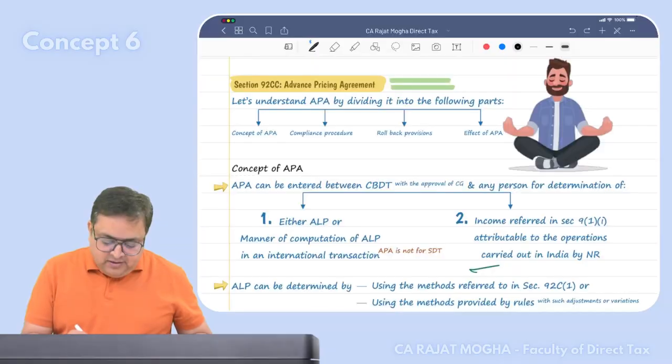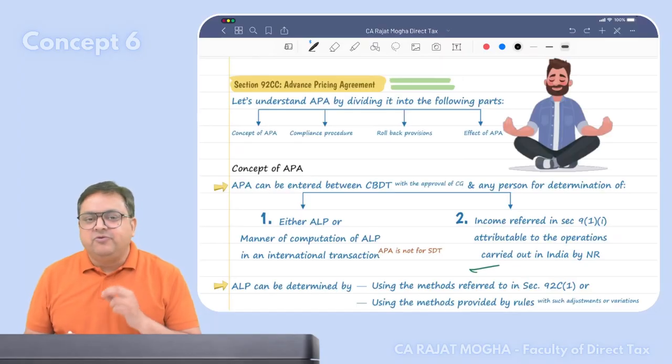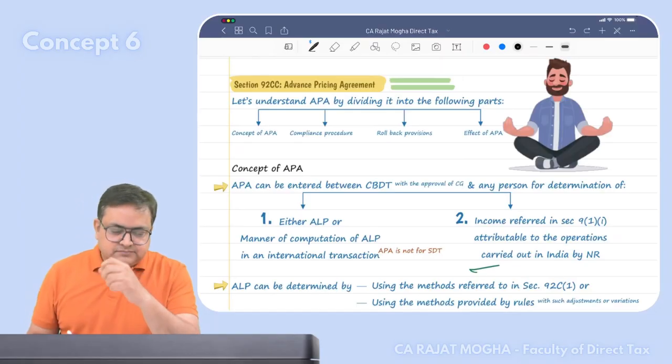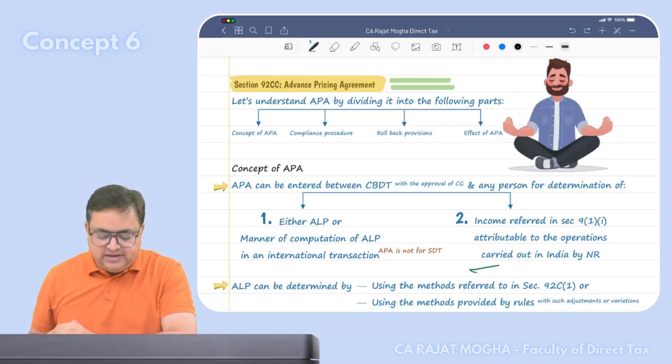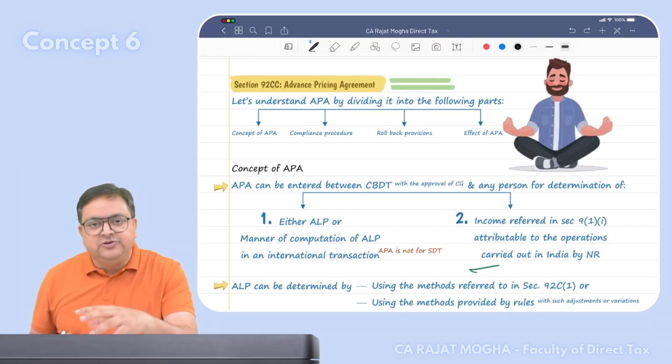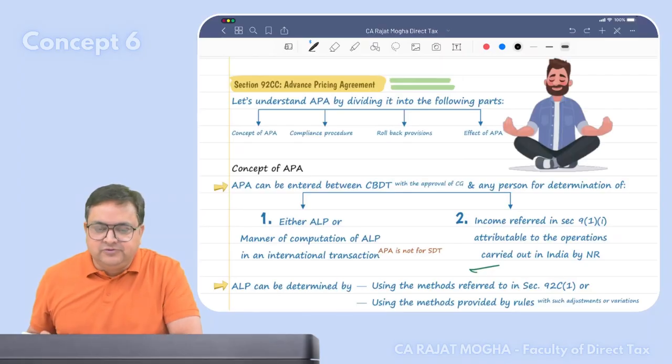Okay. So let us understand APA by dividing it into concepts. I have already given you the overview. Let us directly jump into the provisions. Now, guys, this APA came for the ALP that you can actually use in the transfer pricing provisions.